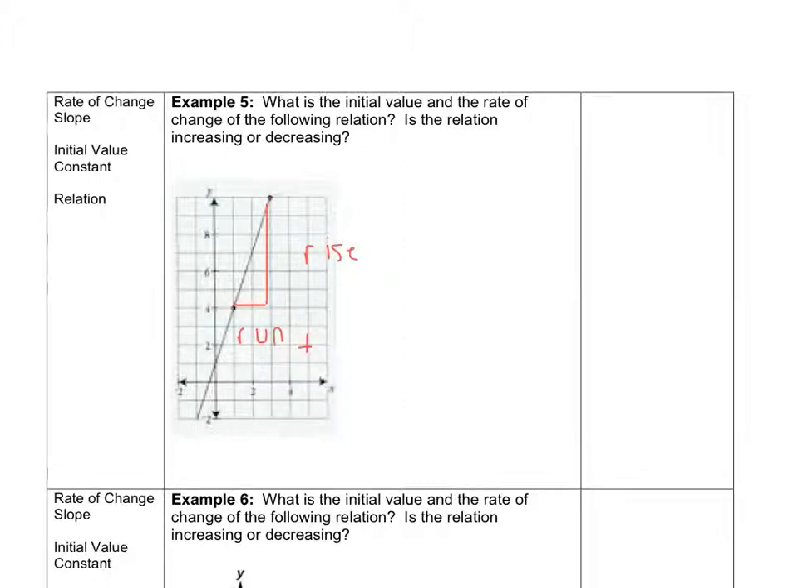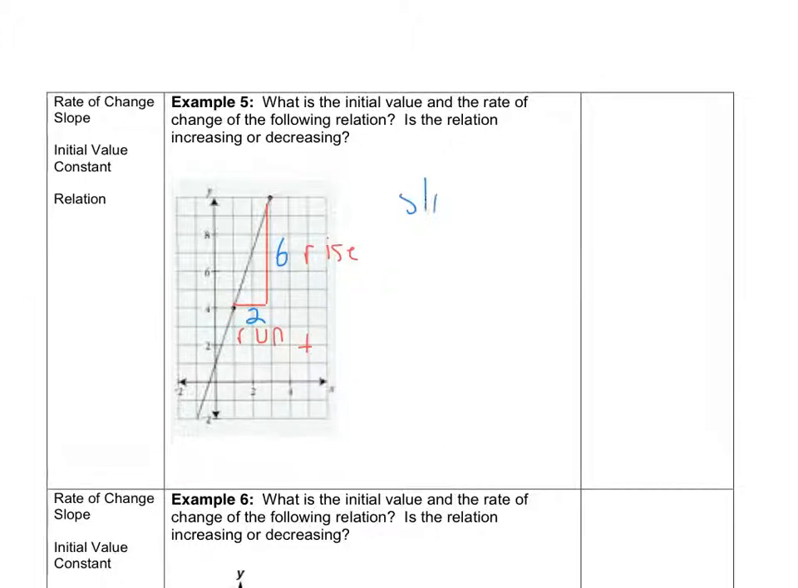I go over 1, 2 squares. So the run is 2, and I'm going to the right, so it's positive 2, and then I'm going up 1, 2, 3, 4, 5, 6. So the rise is positive 6. Up means positive, to the right means positive.